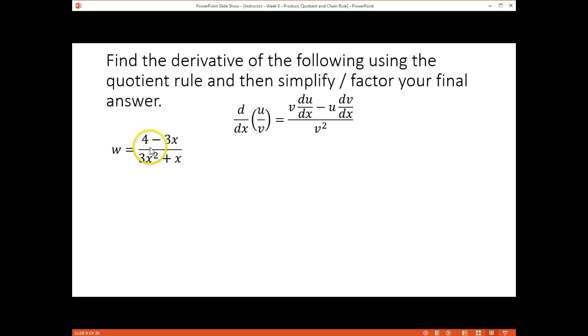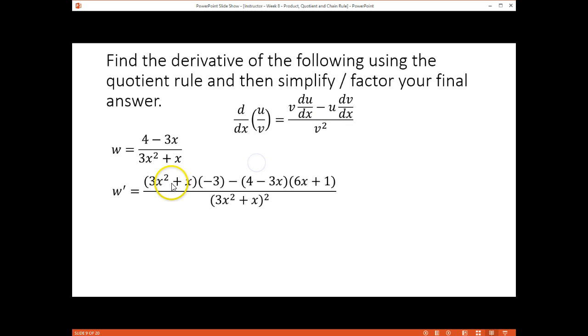Here is a classic example of a quotient rule. Again, we obviously have a fraction. This is my high function, my 4 minus 3x. My low function is my 3x squared plus x. And the derivative of this is low d high minus high d low all over low low. So there's my low times the derivative of the high, which is negative 3, minus the high times the derivative of the low, which is 6x plus 1.